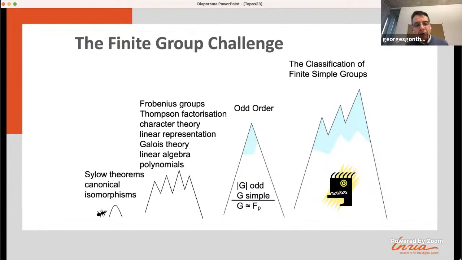And what we quickly learned was that we weren't even at that stage. In order even to get to that stage, we had to go through the anthill before the foothill and just do very, very basic things like Sylow theorems and canonical isomorphisms. And we realized that we first had to figure out ways of doing these very simple pieces of math well in order to have any chance of doing the harder math. So this was very much a learning journey.